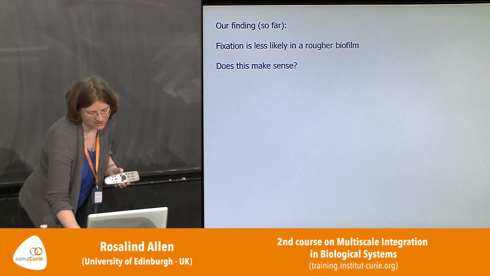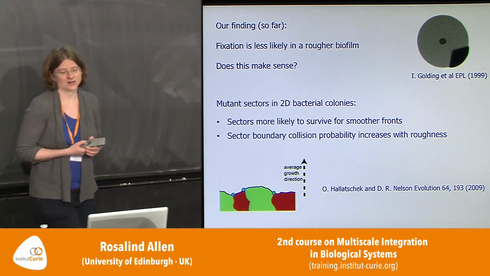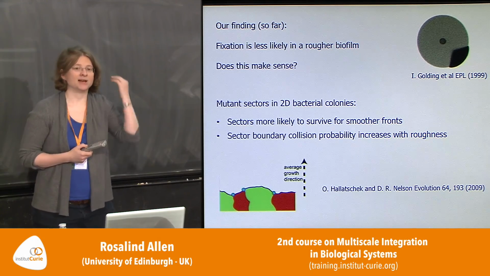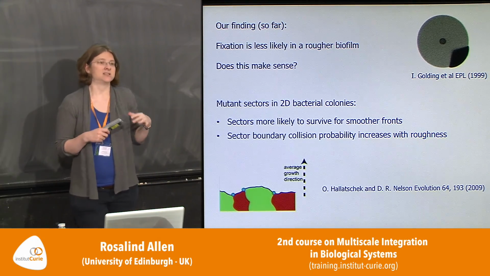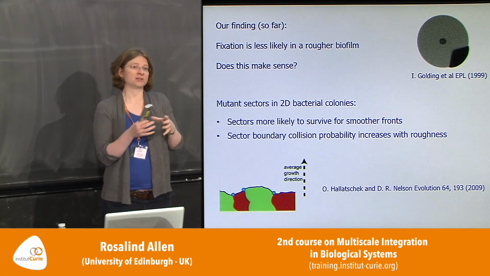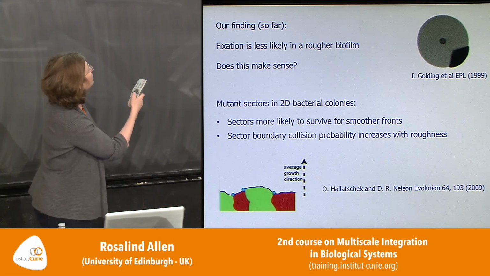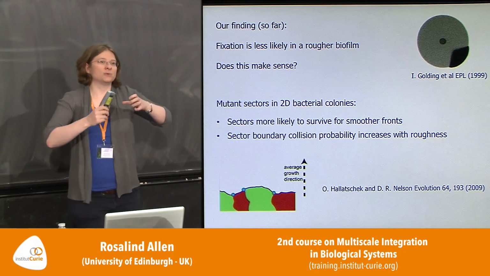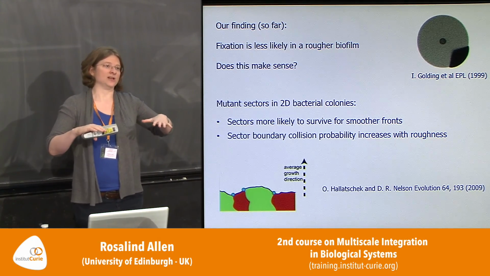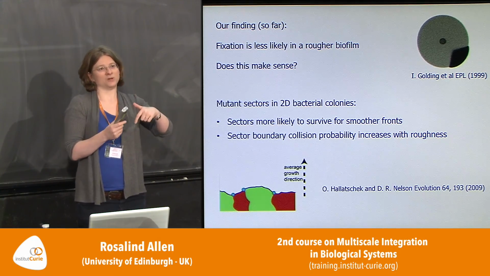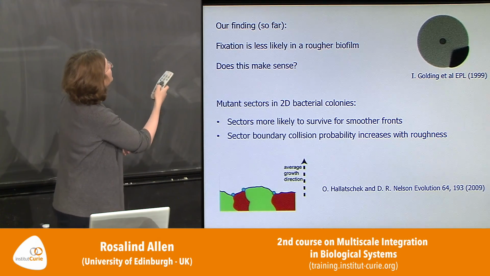And actually, it turns out this conclusion makes some sense because there's some previous literature, mainly by Oskar Hallatschek, who's now at the University of California at Berkeley. What he's been studying is not biofilms, but two-dimensional colonies of bacteria as they grow. This is a picture from someone else, from Ido Golding's work, actually. In these experiments you have a flat surface, usually agar, which contains nutrients, then you inoculate it with a small droplet of bacteria, and you watch them spread as they grow on the surface, into a round colony like this.